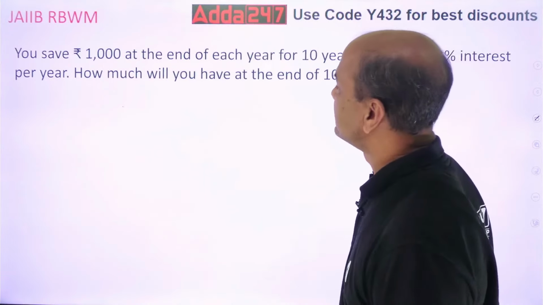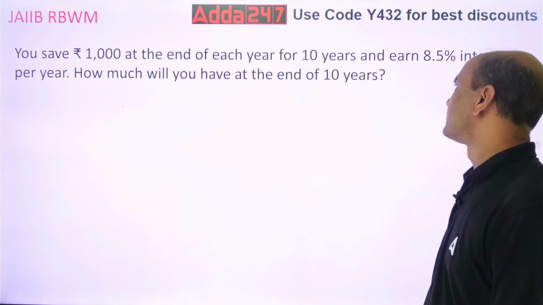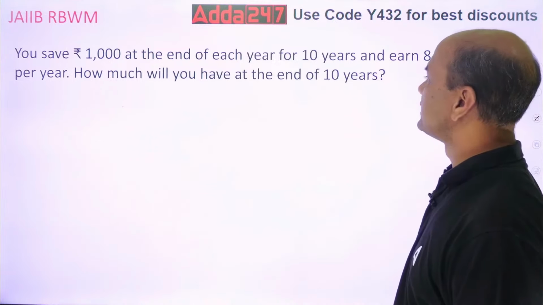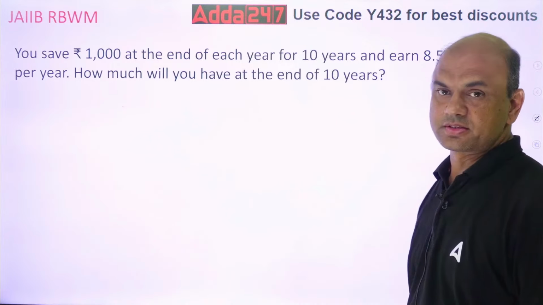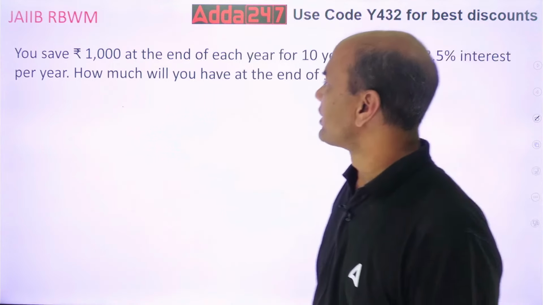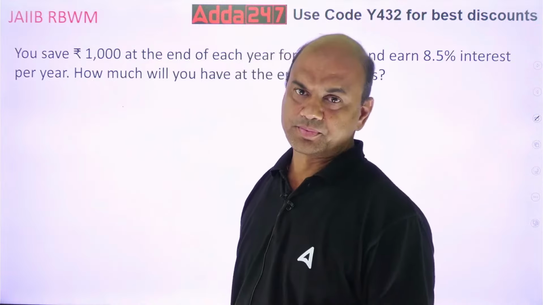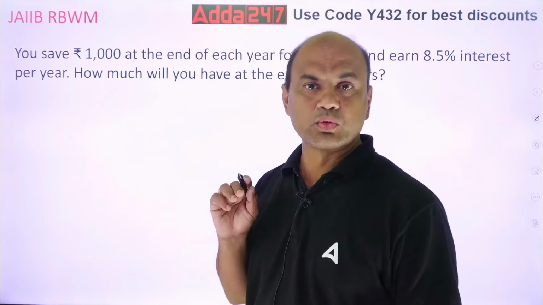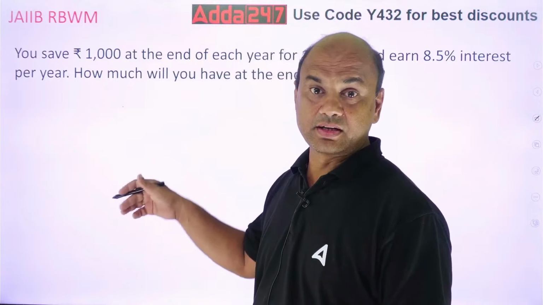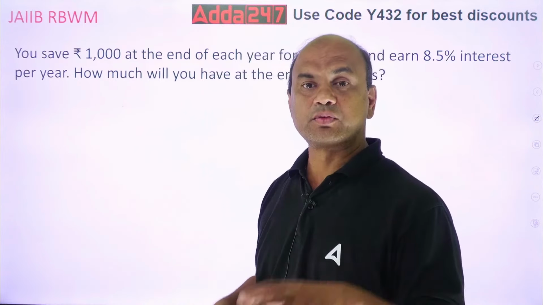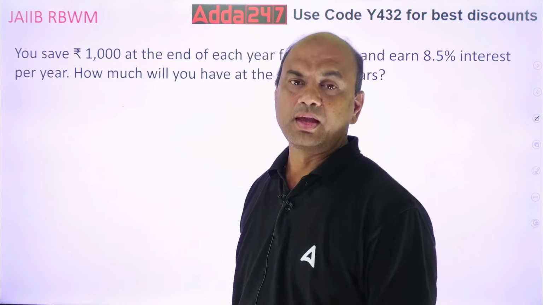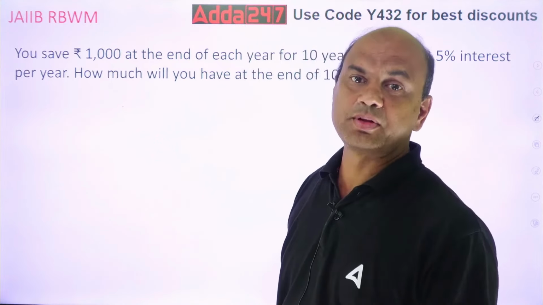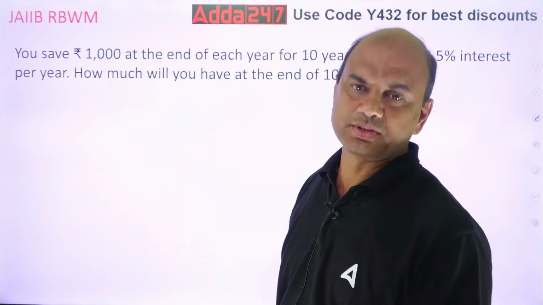You save 1000 at the end of each year for 10 years and earn 8.5% interest per year. How much will you have at the end of 10 years? See, this is an annuity problem. Kindly note, there are two types of problems. One is the earlier one, where we invested once and then got the amount at the end. Annuity means every year I am investing. You might have had this in your accounts also.